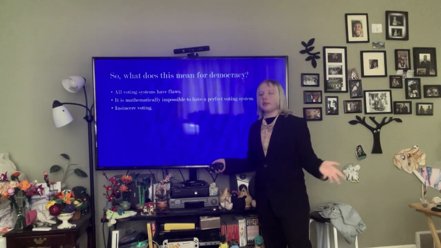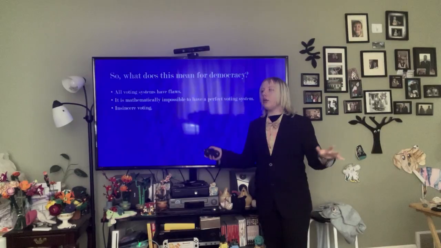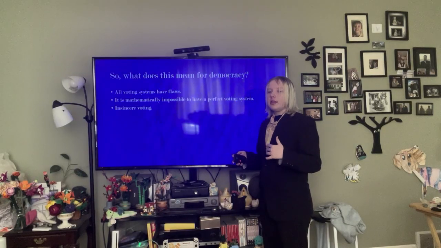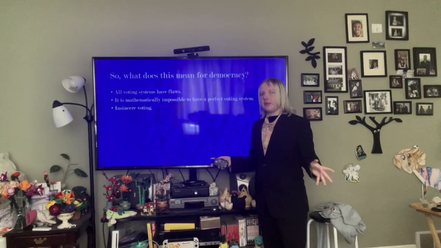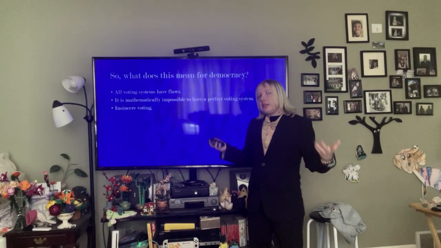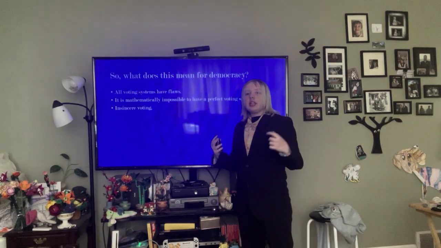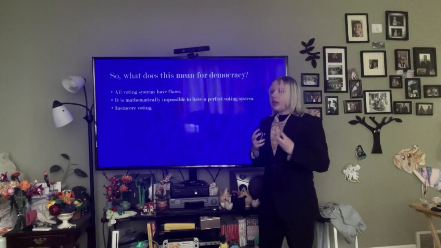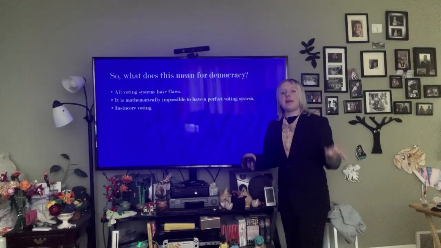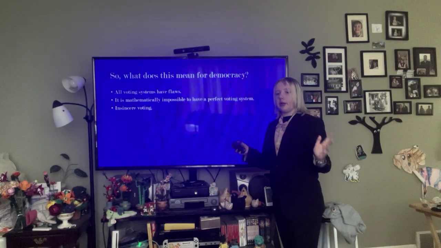So, what does this tell us? What does this mean for democracy? All of the mentioned types of voting break these, showing flaws in every kind of voting system mentioned, and possibly every voting system out there, which shakes our idea of democracy overall. Because it is mathematically impossible to have a perfect democracy.